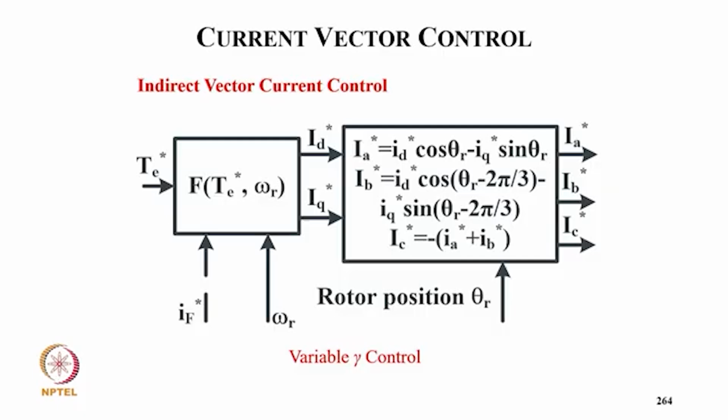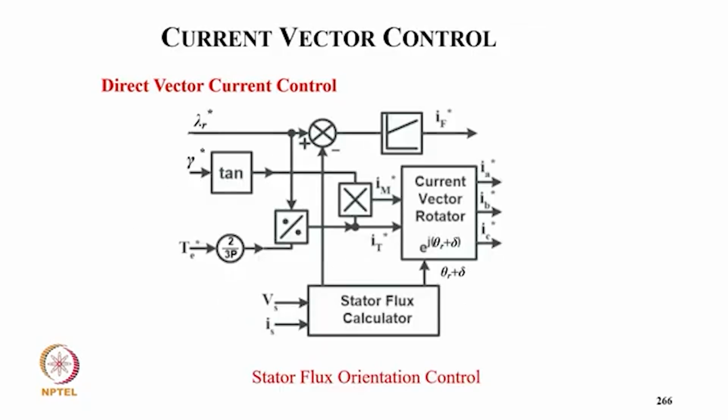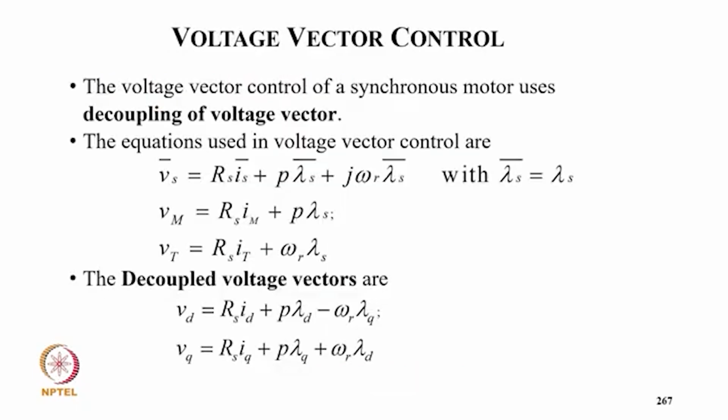control, where from T star, IF star, and omega star we get ID star, IQ star, and from ID, IQ, and theta r we get the values IA, IB, IC star. This is the phasor diagram corresponding to this relation. And this is the direct vector control, where we have gamma star, lambda, and T star, and we get IF, IA, IB, IC for the control, from the relations.